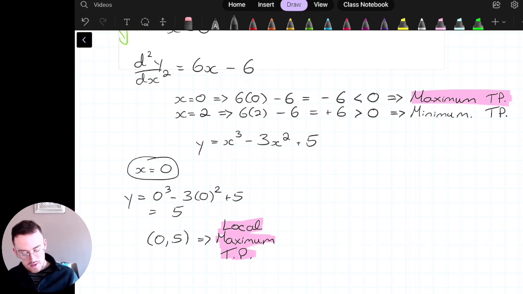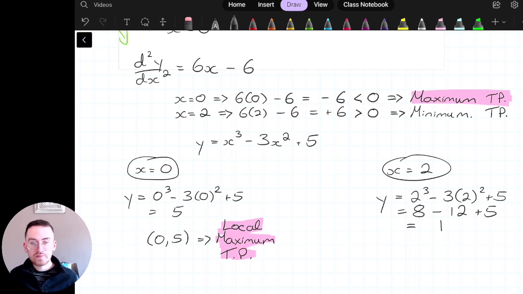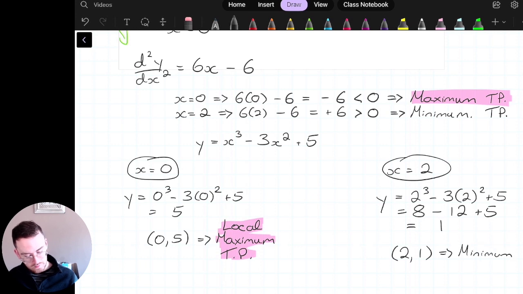On the other side, we can do when x is equal to 2. We can find our y value, 2 cubed minus 3 by 2 squared plus 5. Following that through, 2 cubed is 8, minus 12, plus 5. And we get an answer of 1. So our coordinate is going to be 2, 1, and we know that that is a minimum turning point. This TP is just turning point. So that is our minimum turning point.